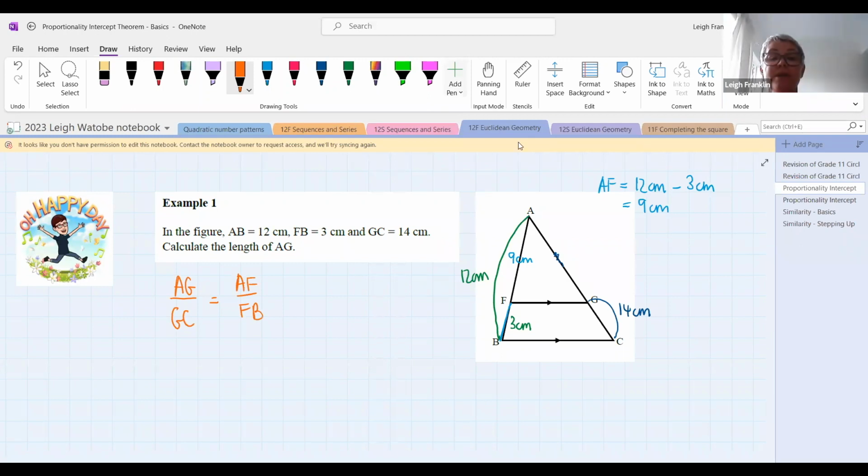Okay, what's the reason? What's the reason, Matrix? Remember, I'm writing a Euclidean geometry statement. I have to write a reason. So what's my reason going to be? Yes, AF over FB is correct. What is my reason? Can anyone pop that into the chat for us?